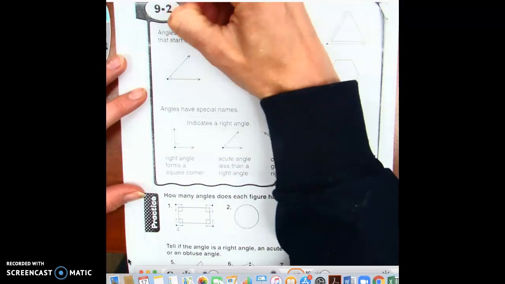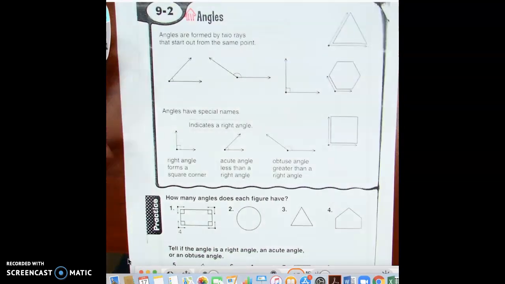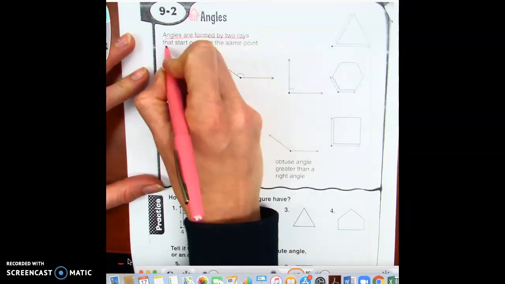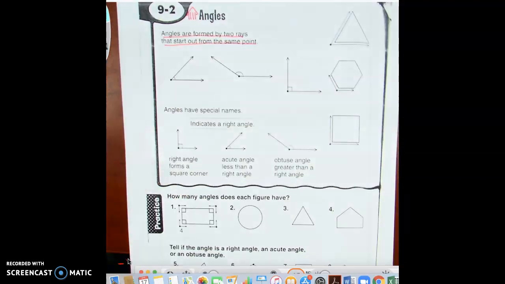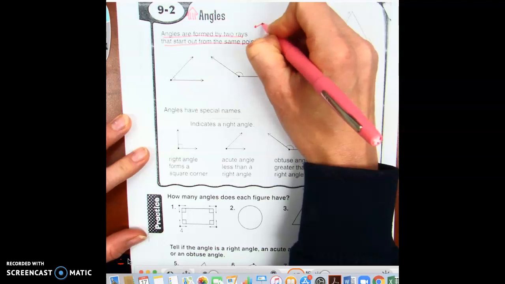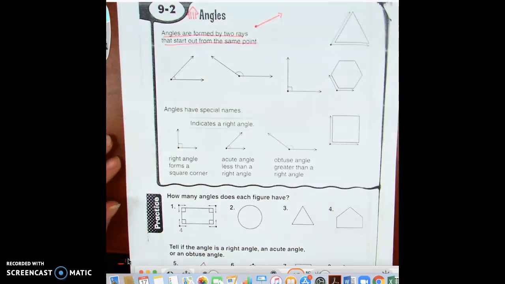So this is our big idea. And then let's read the definition of what an angle is. Angles are formed by two rays that start out from the same point. So you need to remember your language of the discipline from yesterday. Remember, a ray has an endpoint and extends forever. So we learned about line, segment, and ray. So an angle is going to be two rays that start out at the same point.